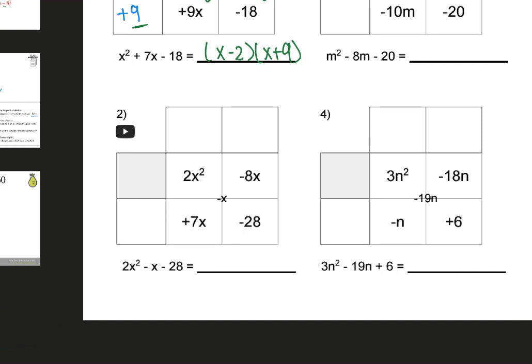All right, number 2, again finding the GCF of this top row. So 2x and negative 8x. My GCF is going to have to be 2x. Then 2x times what is 2x squared? This would have to be x. 2x times what will give me negative 8x is negative 4. The other thing you can do is say negative 8 divided by 2x is negative 4. X times what will give me 7x? That has to be a 7. Checking our answers, x times 2x is 2x squared. Negative 4 times 2x is negative 8x. X times 7 is 7x. Negative 4 times 7 is negative 28. So I have x minus 4 and 2x plus 7.